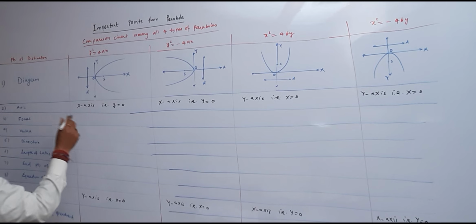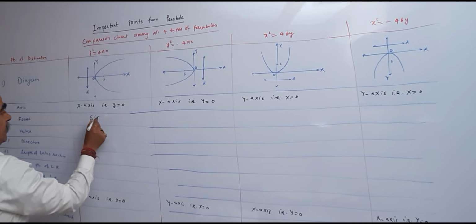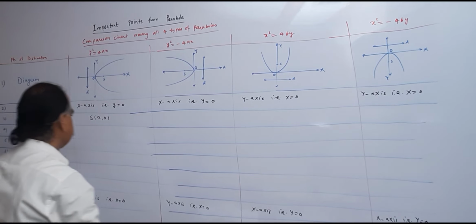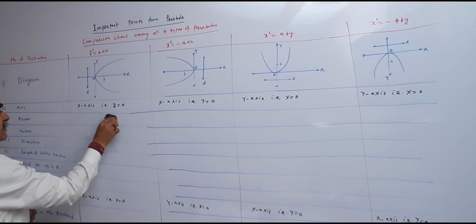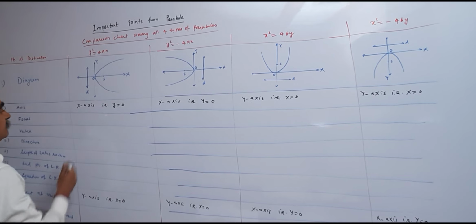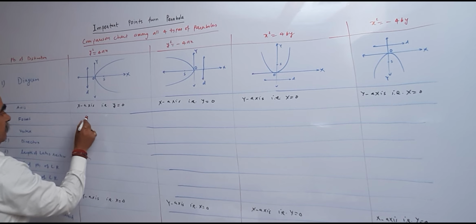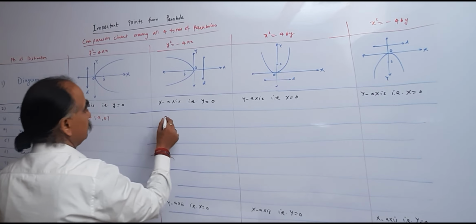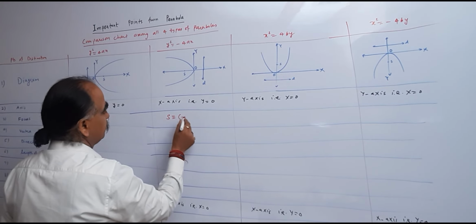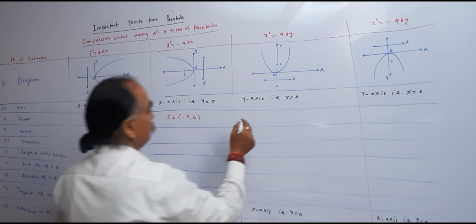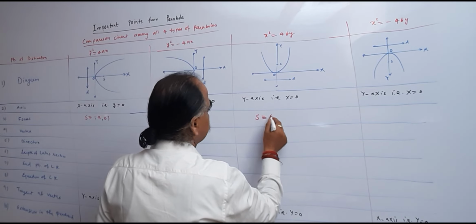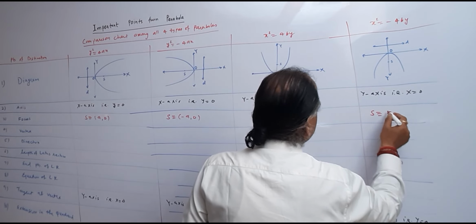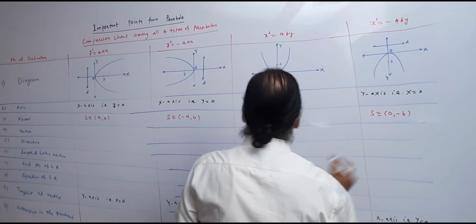Then focus is what? Let me write with different things because they are similar points. S corresponds to (a, 0). Here S corresponds to (minus a, 0). S corresponds to (0, b). Here S corresponds to (0, minus b).